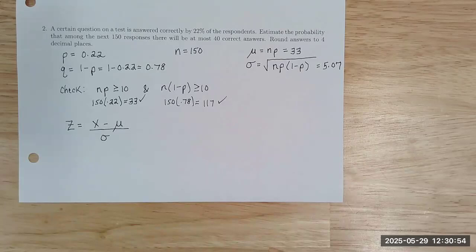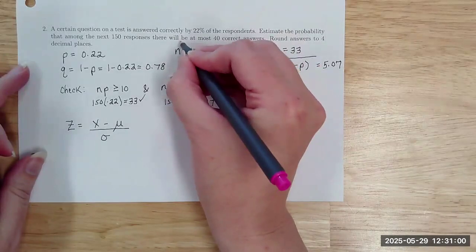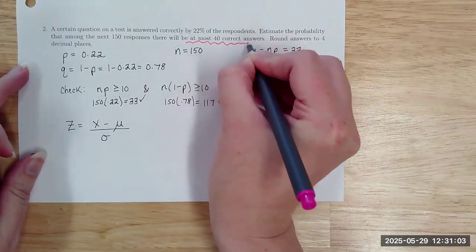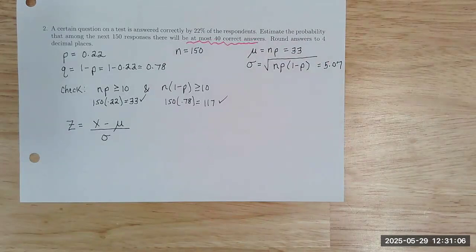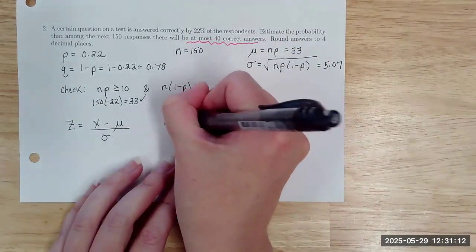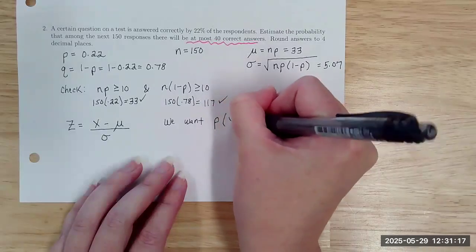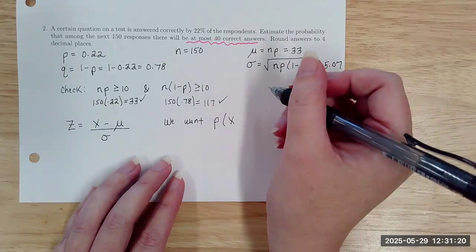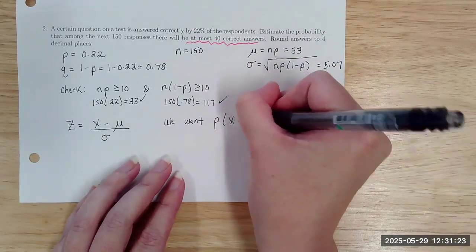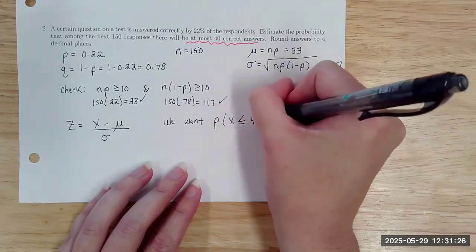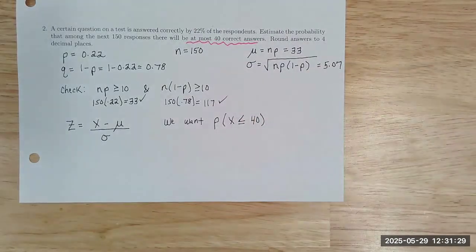Right. So the fact that this says, and I'm going to underline it since it's in there, it says that there will be at most 40 correct answers. What that means is we want the probability that X is, when we say at most, that's less than or equal to 40.